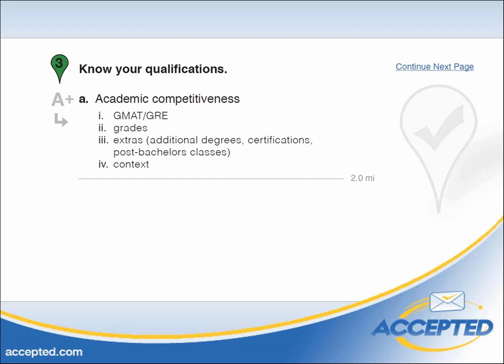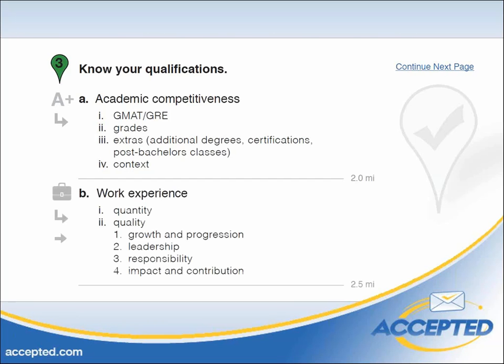But more important than the quantity is the quality of work experience on the job. Because even if you're in that competitive range in terms of quantity, you also have to show that you're qualitatively competitive. That means you have to show above average growth and progression on the job. The schools will ideally want to see leadership on the job. They will want to see that you've shouldered responsibility, and that you've been a person of impact and contribution. What is impact and contribution? That you made a difference.